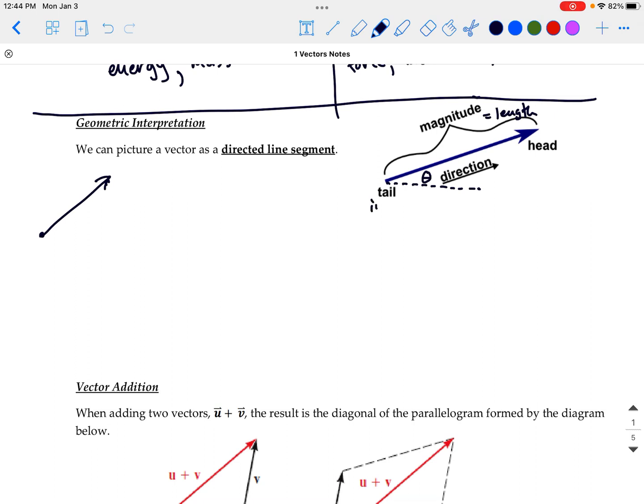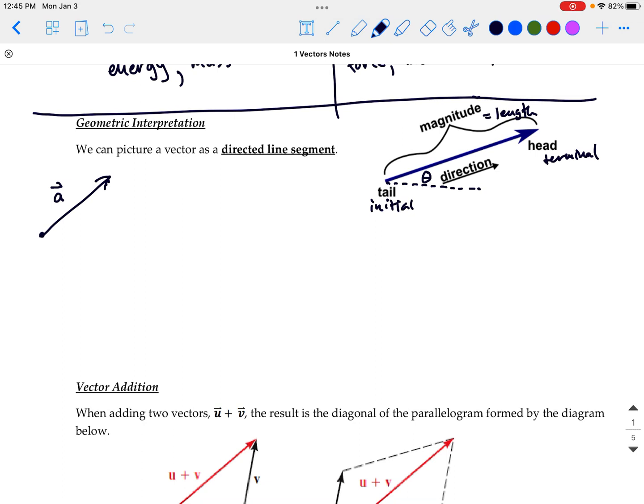Sometimes tail is called the initial point and head would be called the terminal point. And what we're going to see is that all of those trig identities and trig equations and trig expressions that we worked with in the previous two chapters are really going to play a big role in how we represent vectors. So maybe we'll give this vector a name.